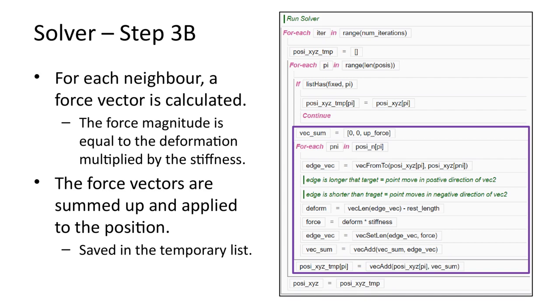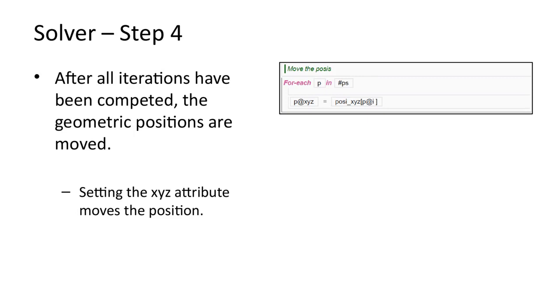As before, the force vectors for all the neighbours are added up, creating a final cumulative force vector. This vector is then used to generate modified XYZ coordinates of the position. These coordinates are saved in the temporary list. The last step is also exactly the same as the previous minimize detours example. The modified XYZ coordinates are used to update the position entities in the geometric model.